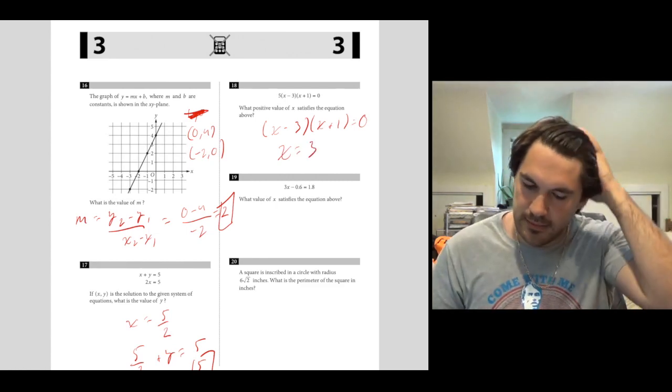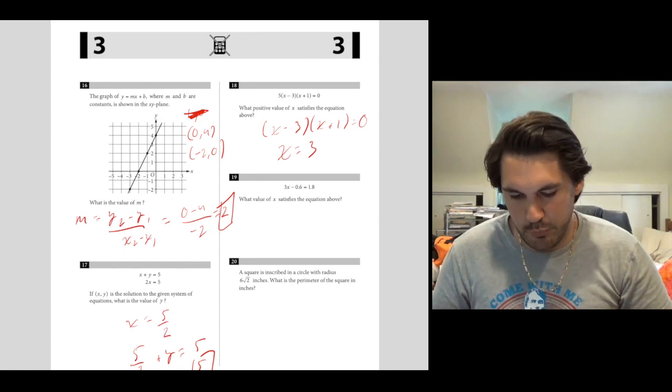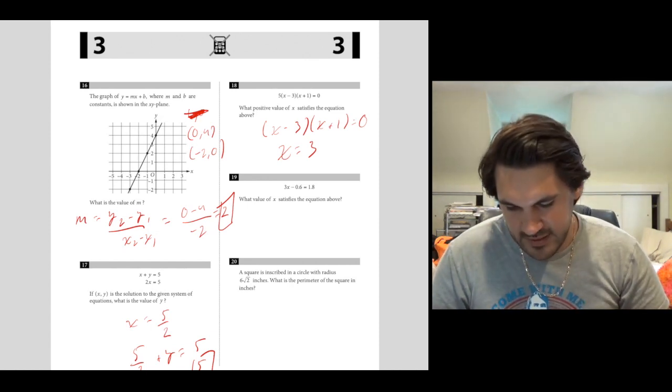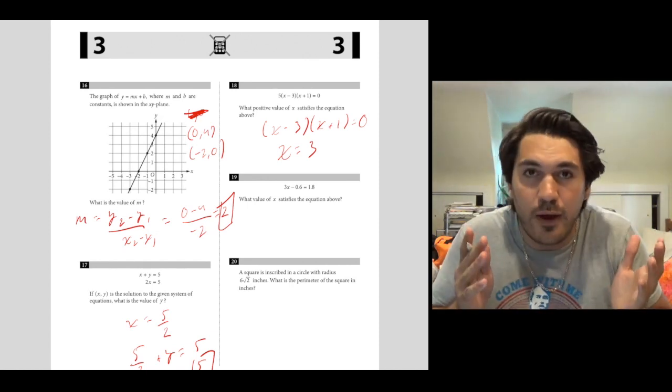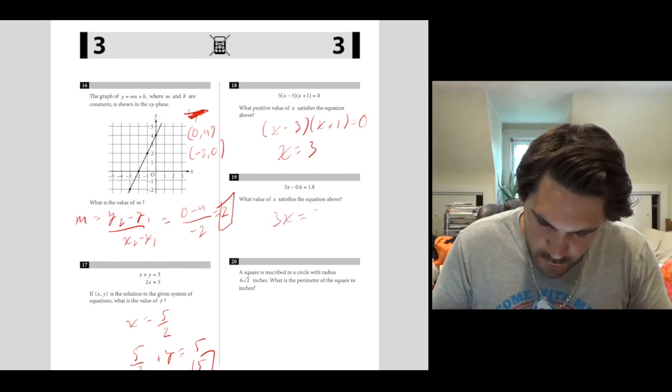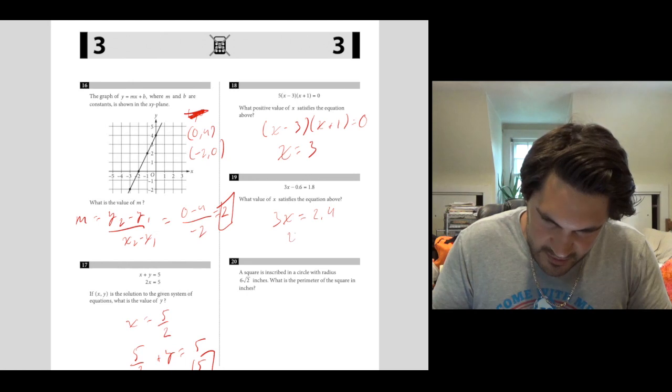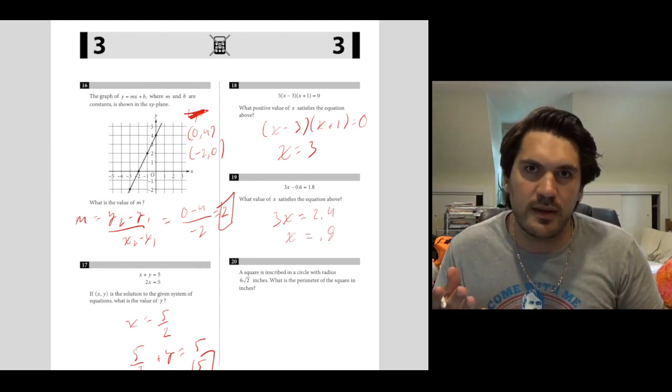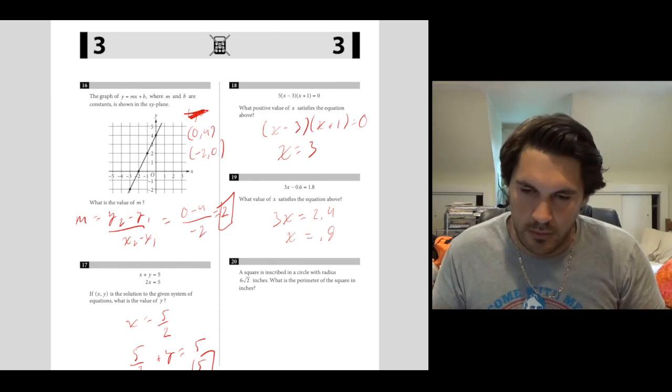Number 19, 3x minus 0.6 equals 1.8. What value of x satisfies the equation above? Again, just solve it for x. So we're going to have 3x equals 2.4. So x is going to equal 0.8. And you could, of course, write that as 4 over 5 if you prefer.